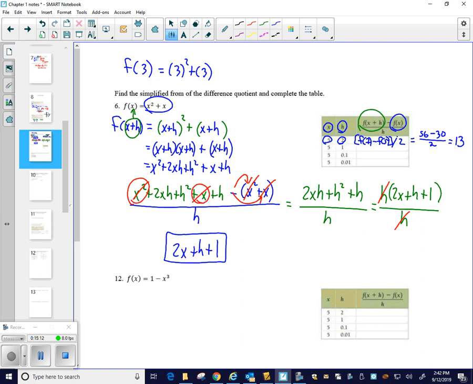So the next one, h is 1, x is 5. That means f of x plus h is f of 6. And then you're going to have minus f of 5. That's not going to change. But the h in the denominator is going to change. The h is now 1.